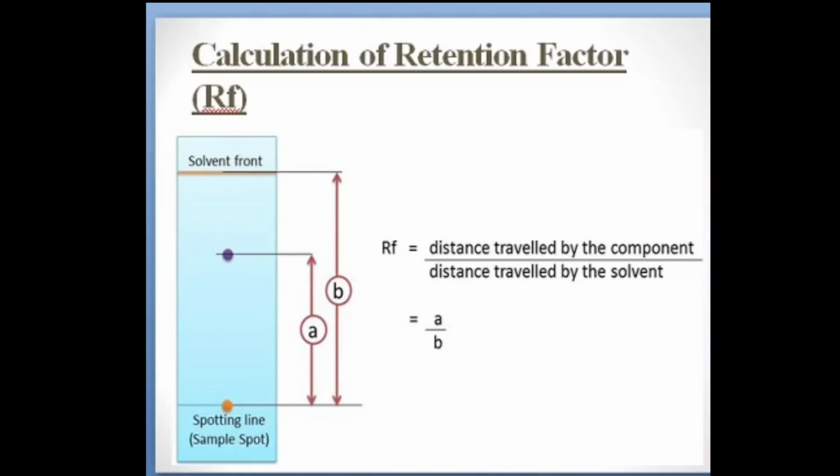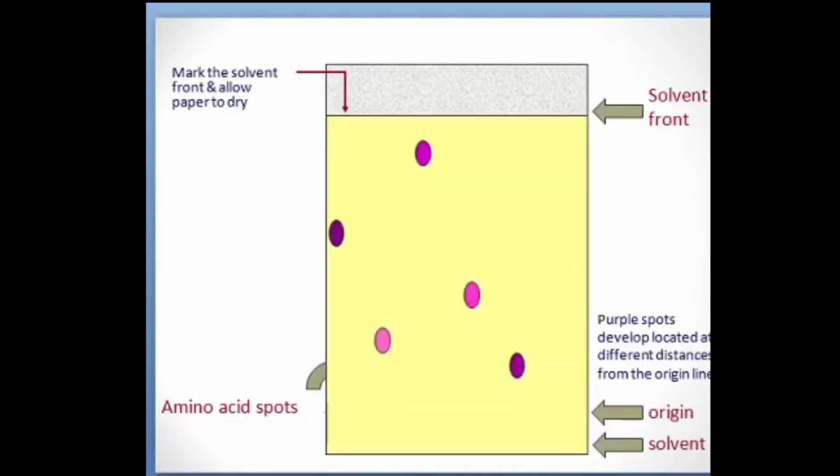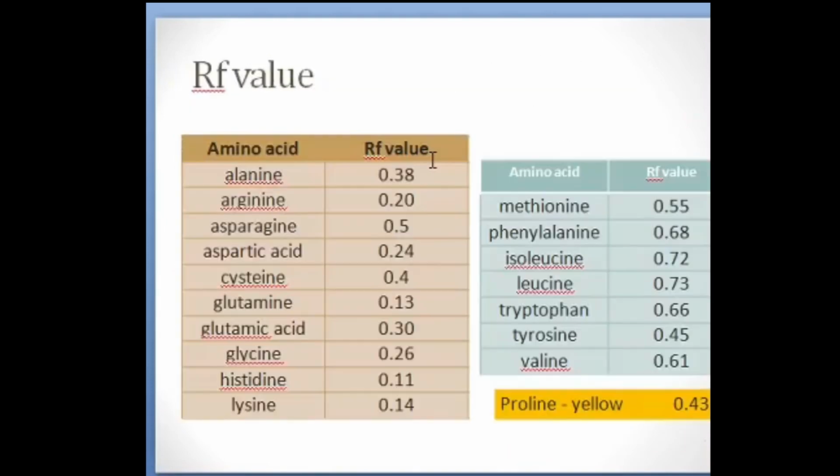retention factor. What is retention factor? It is the distance traveled by the component divided by the distance traveled by the solvent. So when you know the retention factor of that sample, then you will be able to identify that sample. In case of amino acids, after you stain them in paper chromatography with 1% ninhydrin solution, most of the amino acids will be stained purple in color, except for proline and hydroxyproline that will be stained yellow in color.